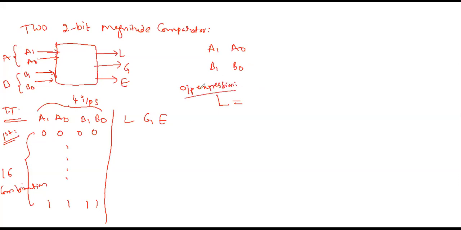Imagine two numbers. When A will be lesser, first we will compare the bits. This is the MSB bit. From left to right, we will do the comparison. If A1 is 1 and B1 is 0, we do not bother about A0, B0. Whatever those may be, we can say A is less than B.